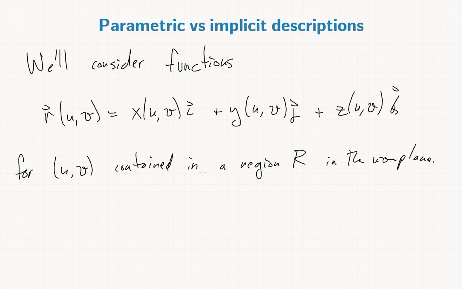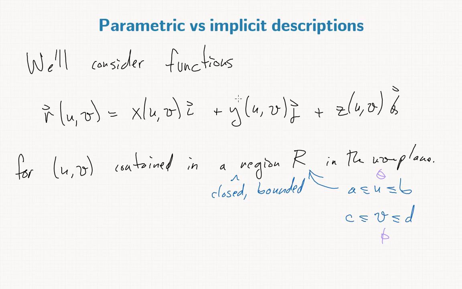And typically we'll want this to be a closed and bounded region. And in fact, we'll most of the time want R to just be a rectangle. So we'll take u to be between some points a and b, and v to be between some points c and d. And we won't always use the letters u and v for these. Depending on the situation, it might make more sense to call these theta and phi, for instance, if we were doing something with angles.